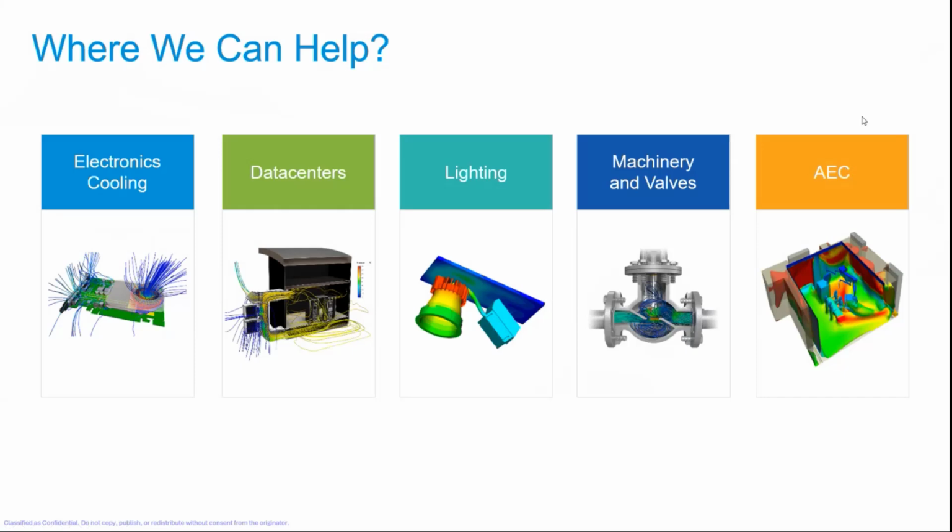What we can help with in Autodesk CFD, we do in 5 ways. The first one is electronics cooling. The second one is data centers. The third one is lighting. The fourth one is machinery and valves. And the last one is the AEC, meaning architecture, engineering, and construction.